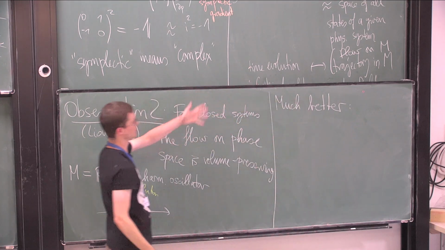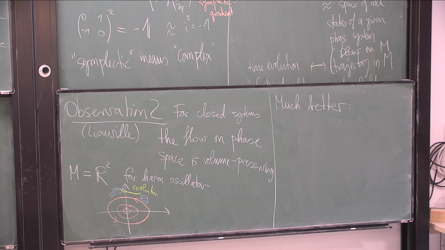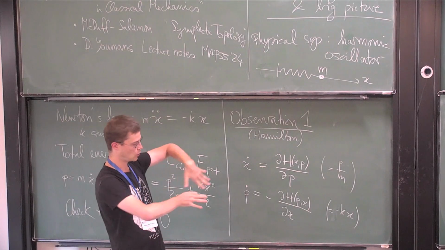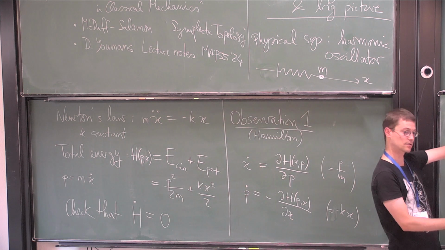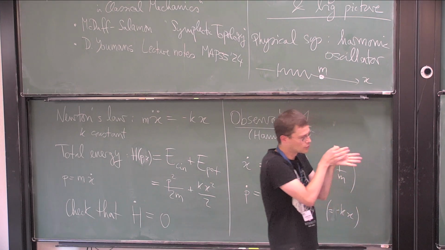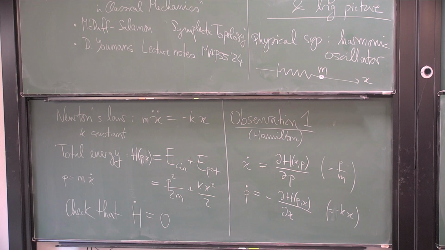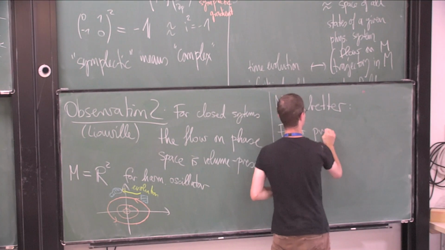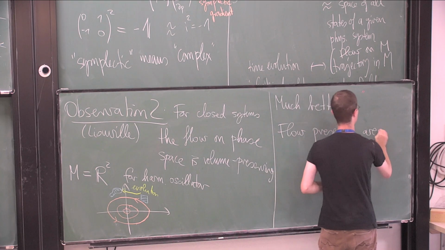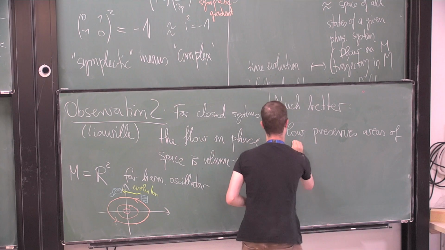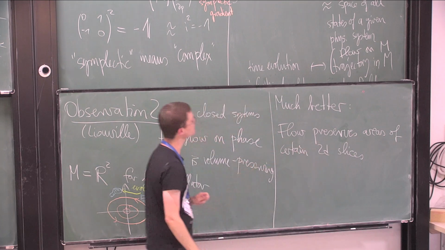So in this phase space, which a priori can be very high dimensional, in this example it's just 2-dimensional, this flow actually preserves not only the volume, it preserves actually areas, but not all areas, so certain 2-dimensional slices which will be preserved. The flow preserves areas of certain 2D slices.